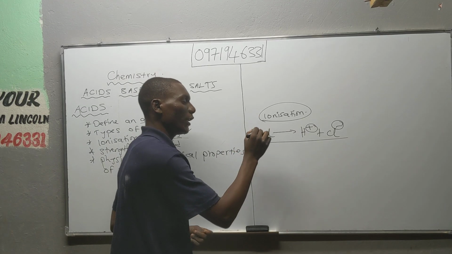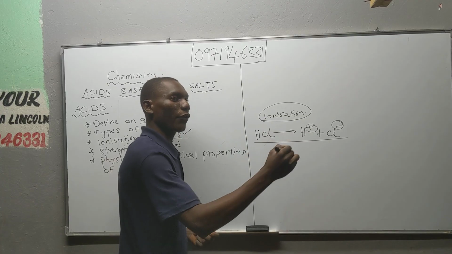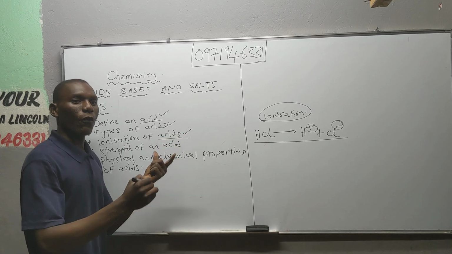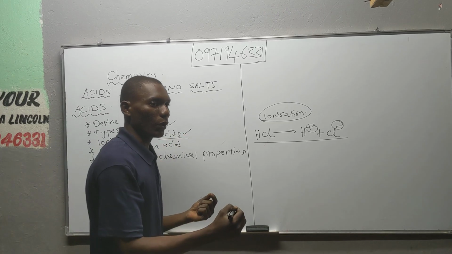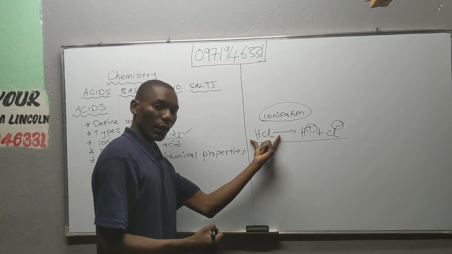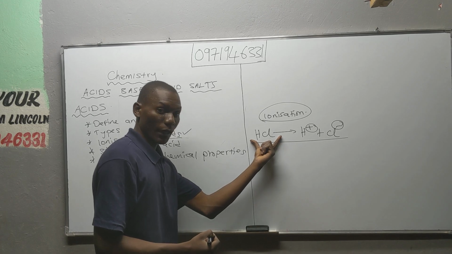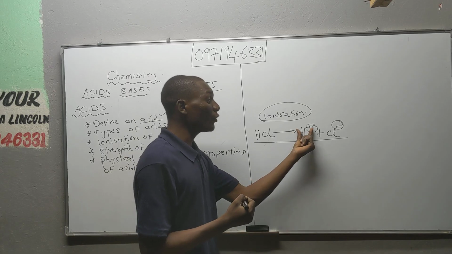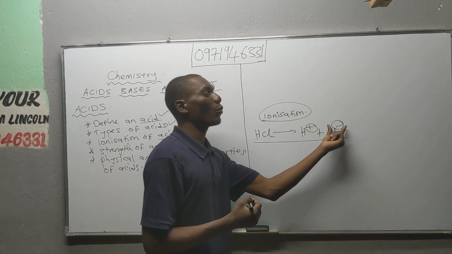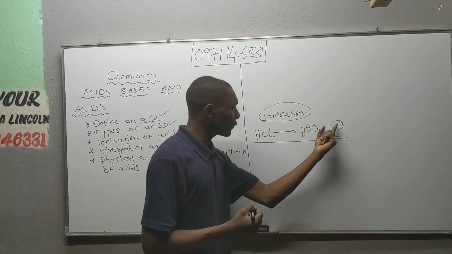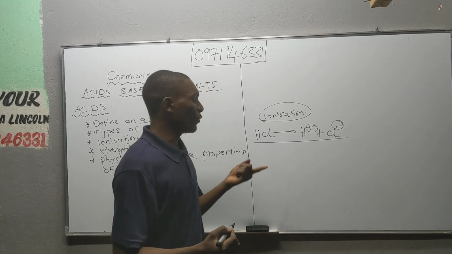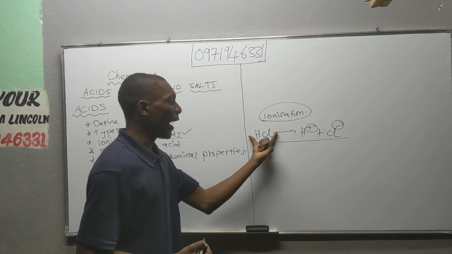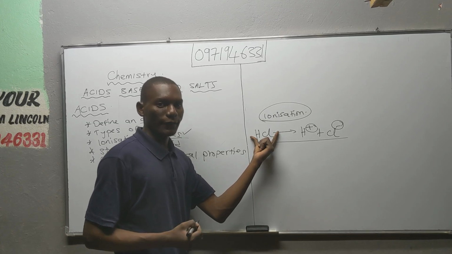Remember, ionization is the process by which ions are formed. For an acid to form ions, it has to dissolve in water. So, if you look at this example, we have hydrochloric acid. When we dissolve it in water, it is producing hydrogen ion plus chloride what? Ions. So these two are ions. So this is an ionization equation for hydrochloric acid.